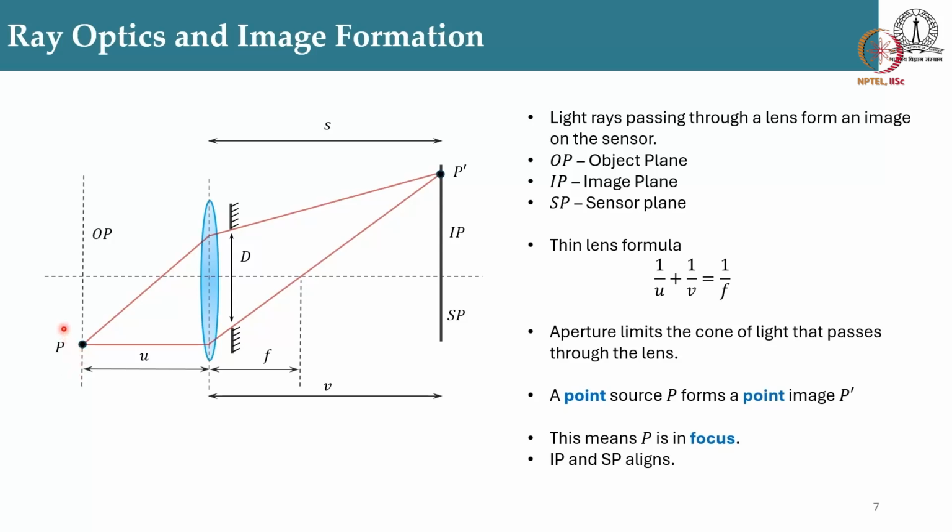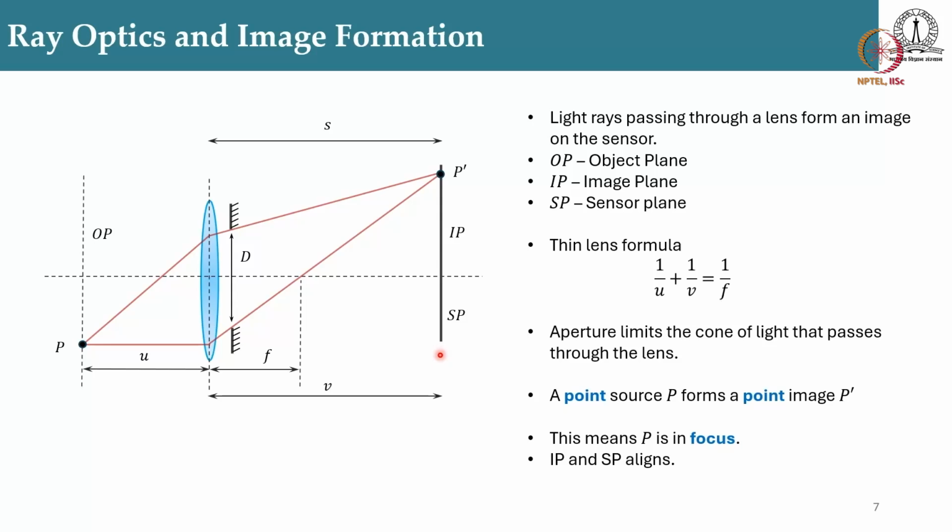Here we consider a point source for simplicity and understanding. Usually all the objects that we see are a cluster of point sources. You can imagine it in that way. So this P is a point source, and you can see we can trace rays, and these rays intersect at this point P dash. This P dash is your image for this object P, and this lies on the imaging plane, which is exactly aligned with your sensor plane.